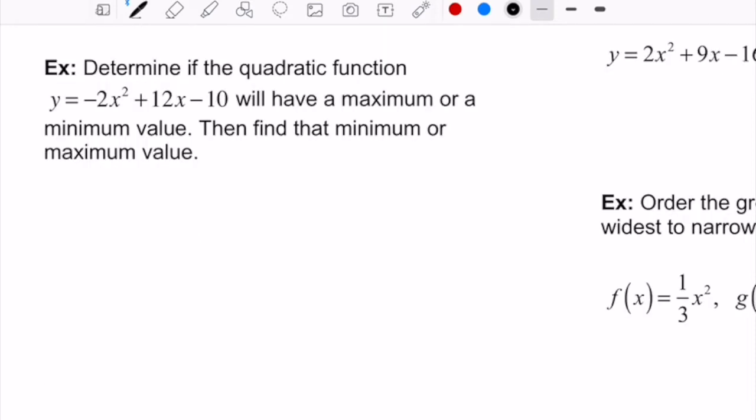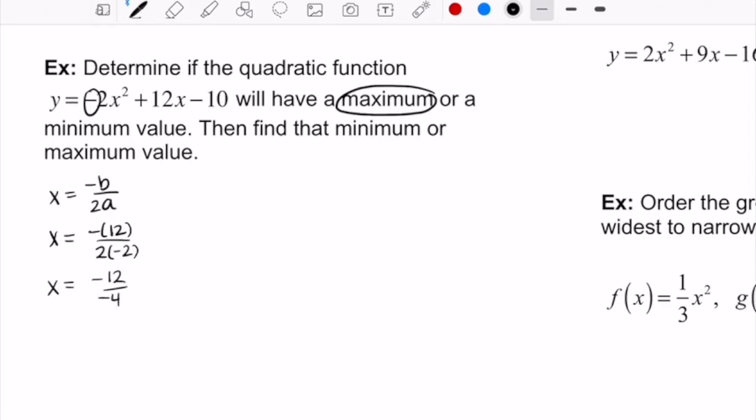In the next example, I'm asked to determine if the quadratic function has a maximum or a minimum value. Notice that the leading coefficient, -2, is negative, and so this graph will have a maximum value. That negative out front means the graph is opening downward. Then we're asked to find that maximum or minimum value. With any quadratic function, x equals -b over 2a allows you to find the x value of the vertex, and then from there you can plug that value for x back in for y, and that'll help you find the maximum value. So my b is +12, and my a is -2.